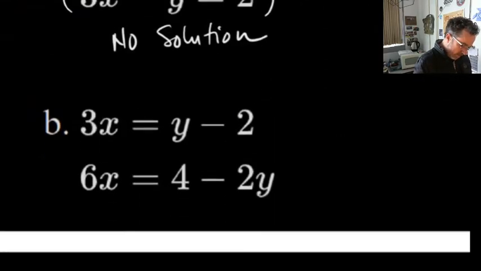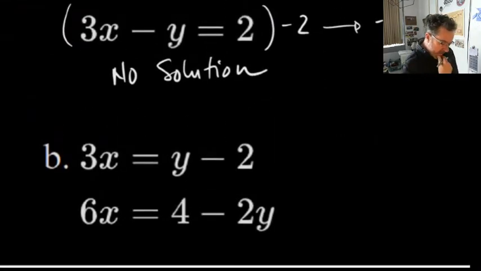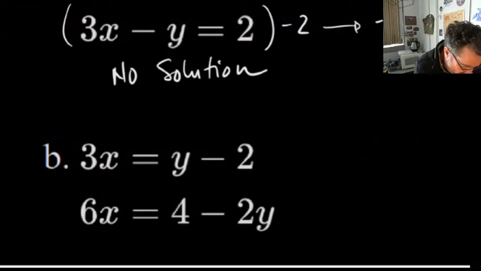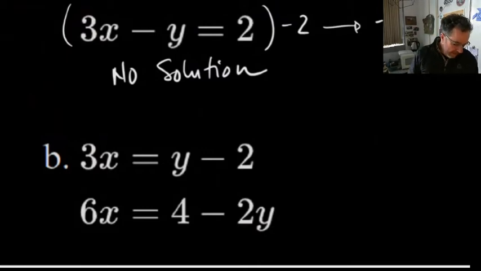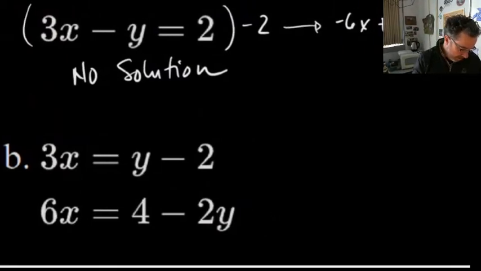Let's look at B. Oh, okay. B. Wanted to do some substitution, maybe. That wouldn't be a bad idea. Or maybe we can make some things cancel out. I don't know, let me try this.